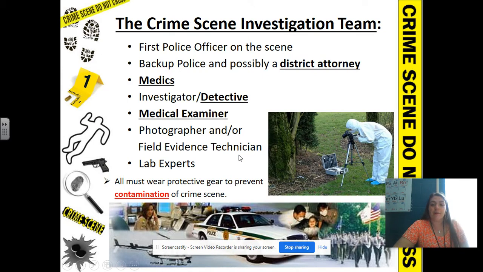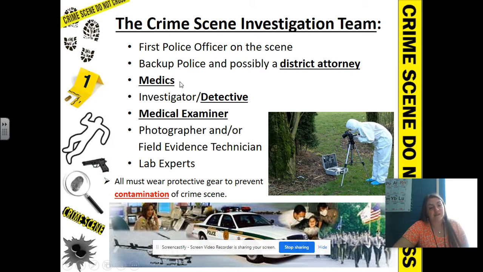All right, so the crime scene investigation team, these are the people that would actually go to the crime scene. So I've had a lot of kids be interested in being able to go. The first police officer, so obviously police officers go to the crime scene. Backup police, if they think they need backup. And pretty much anytime it's a crime scene, they're going to want to have backup police there to make sure things are being done correctly. And sometimes the district attorney, who's going to be ahead of the case, comes.